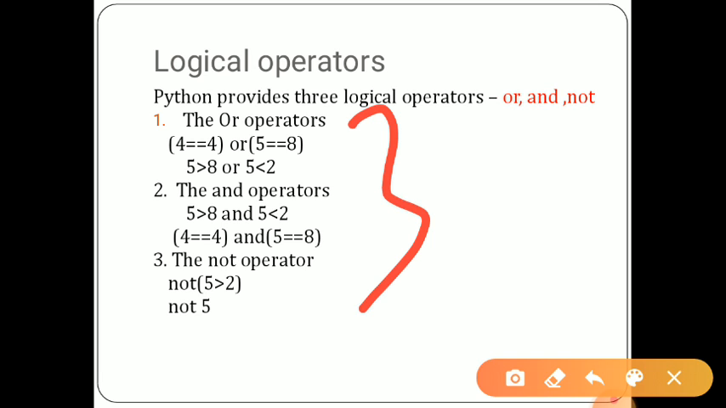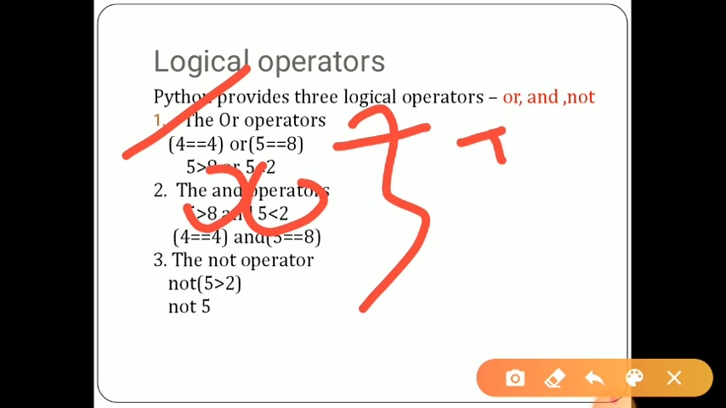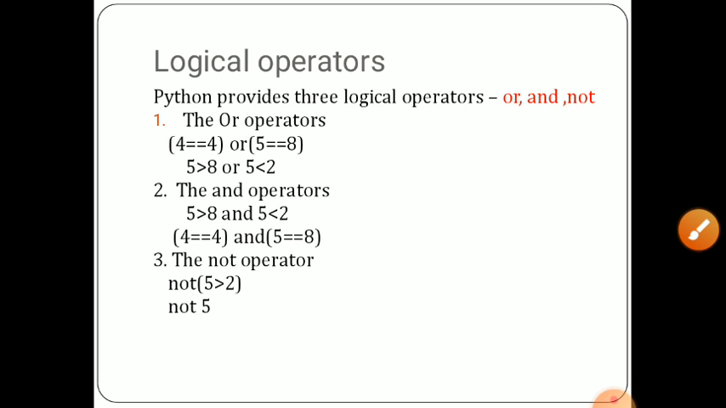So what's basically the use? First the OR operator: if in both calculations any one is true, it will return the true value. And the AND operator: if both expressions are true, then it will return the true value, otherwise it returns false. Suppose here I give one example, 5 is greater than 8, so the value is false, so it will return false.